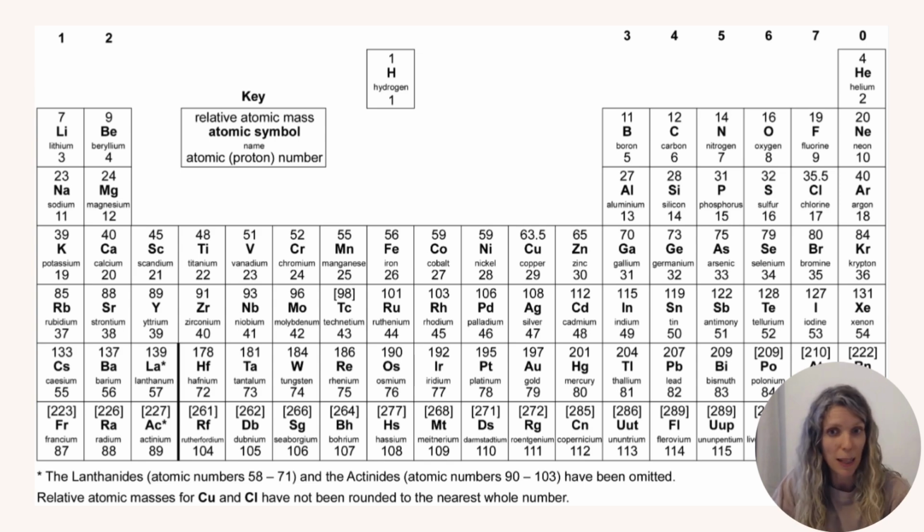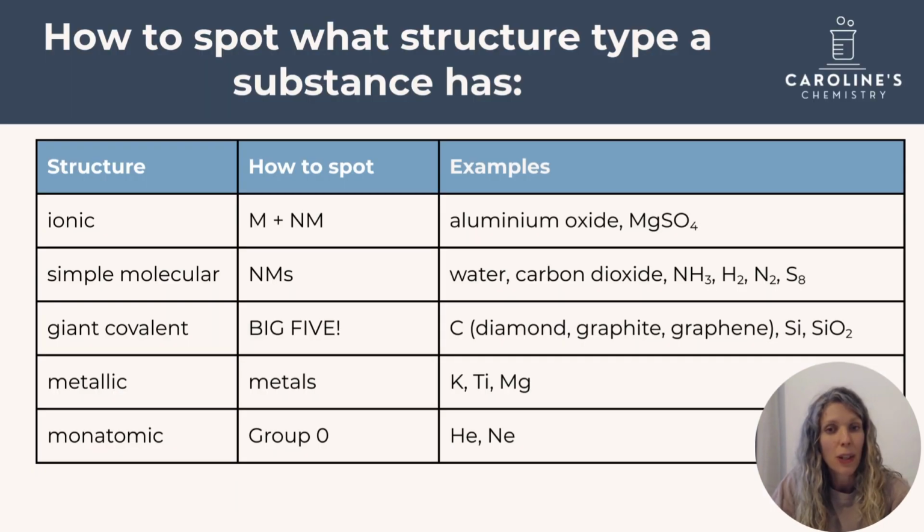So let's look at an example. Here we have aluminium oxide. Aluminium is a metal, checking on the periodic table if needed, and oxygen is a non-metal. Same process if you're given the formula.